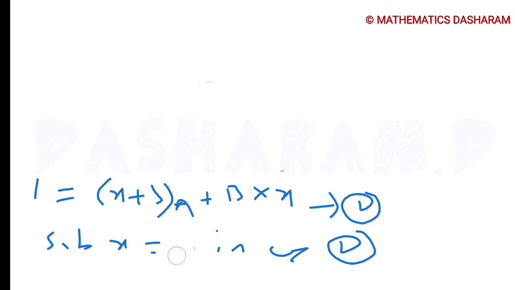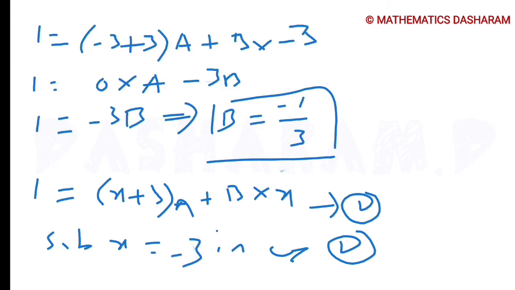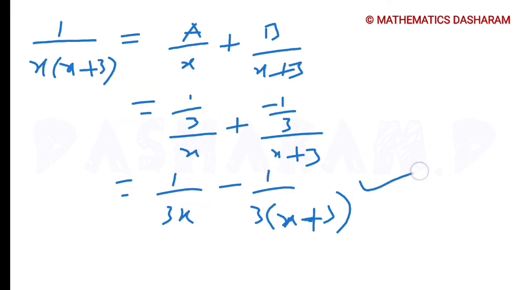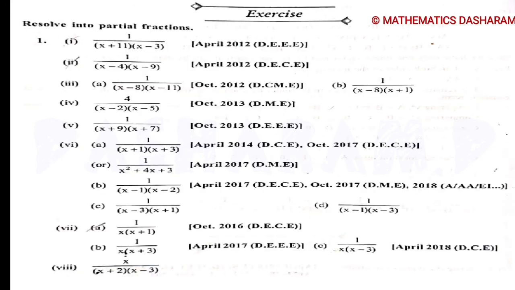Next substitute x equals minus 3 in equation 2. So then b value is minus 1 by 3, and we already found a value is 1 by 3. Substitute them in equation 1. So the answer is 1 by 3x minus 1 by 3 into x plus 3. So next, the c question is 1 by x into x minus 3.